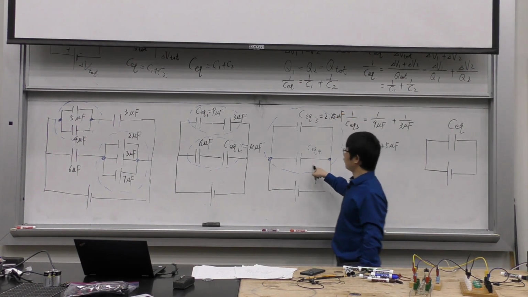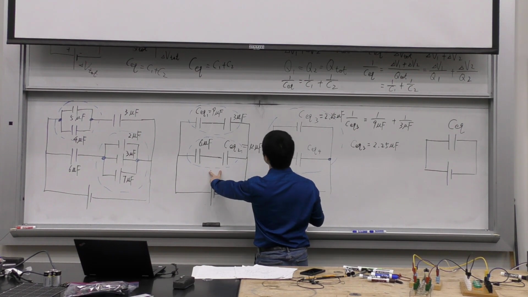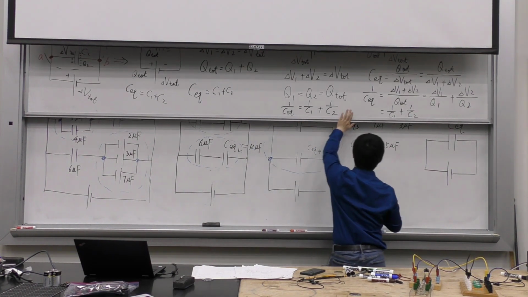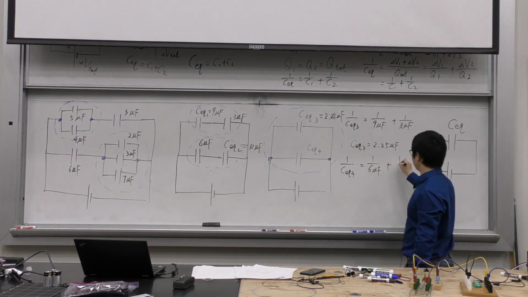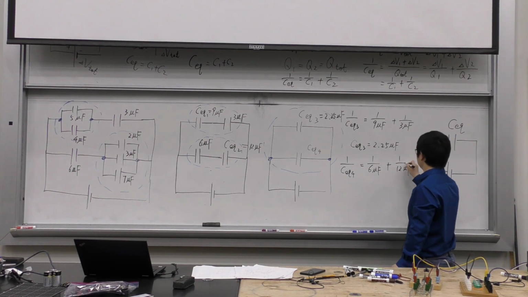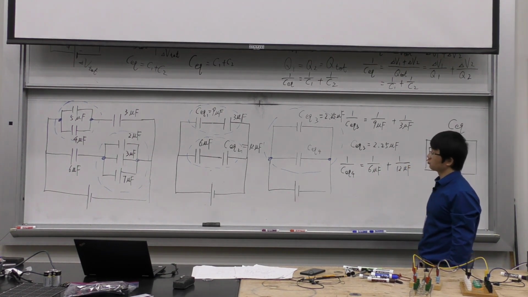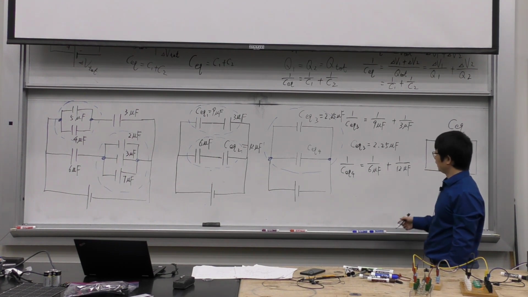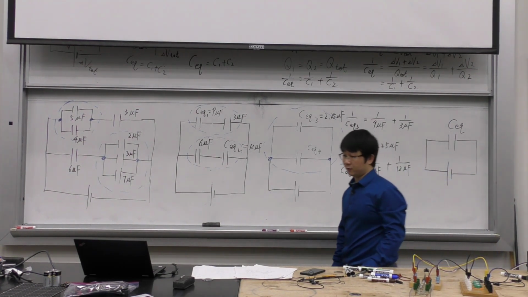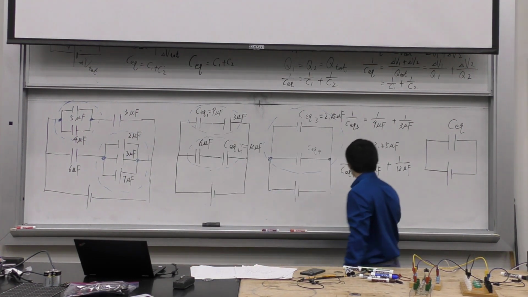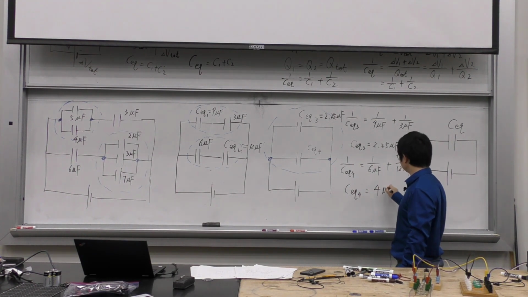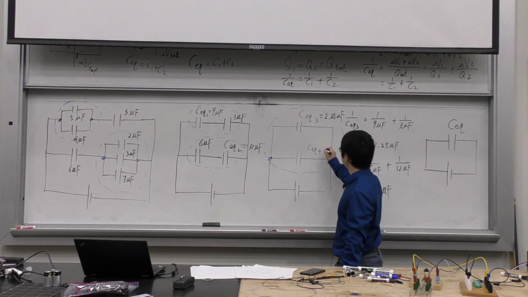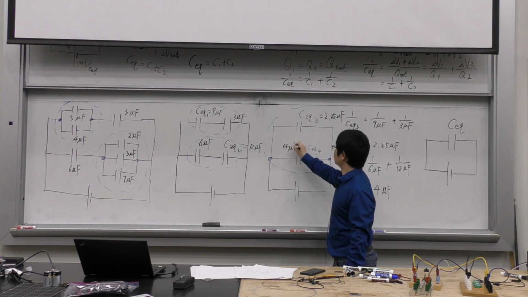Now you're going to do CEQ4, right? These two in series, you're going to do this inverse thing. 1 over CEQ4 equals 1 over 6 plus 1 over 12. Because they have the same units, you don't need to worry about units. You can just do algebra with the numbers. At the end, you just put the microfarad back. So this is going to give you 4. So this is going to be equal to 4 microfarad.